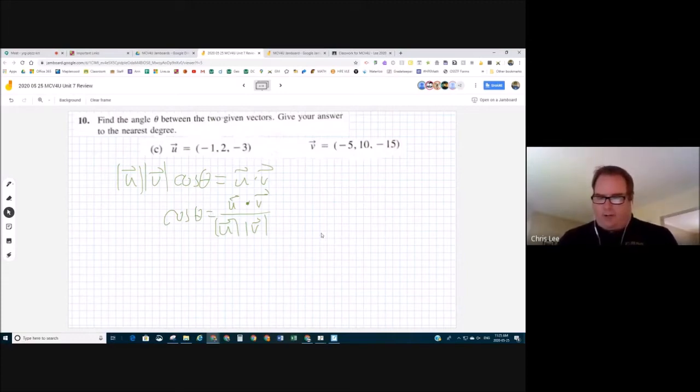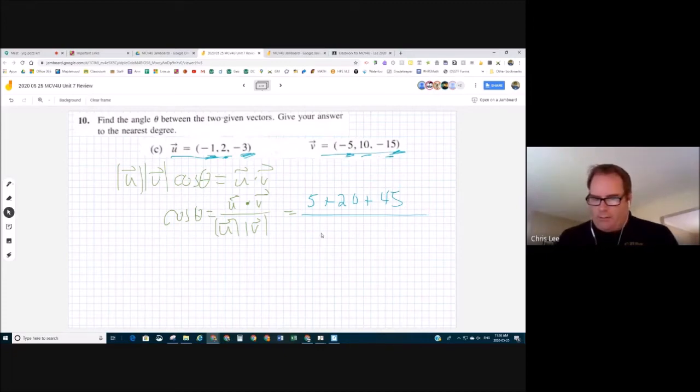So let's try and do the dot product without me actually typing it in. On the top, we're going to be doing the dot product of these two, which means we're going to multiply the x's together, the y's together, and the z's together and add it. So -1 times -5 is 5, plus 2 times 10 is 20, and finally plus -3 times -15 is 45. And that's all the dot product on the top.